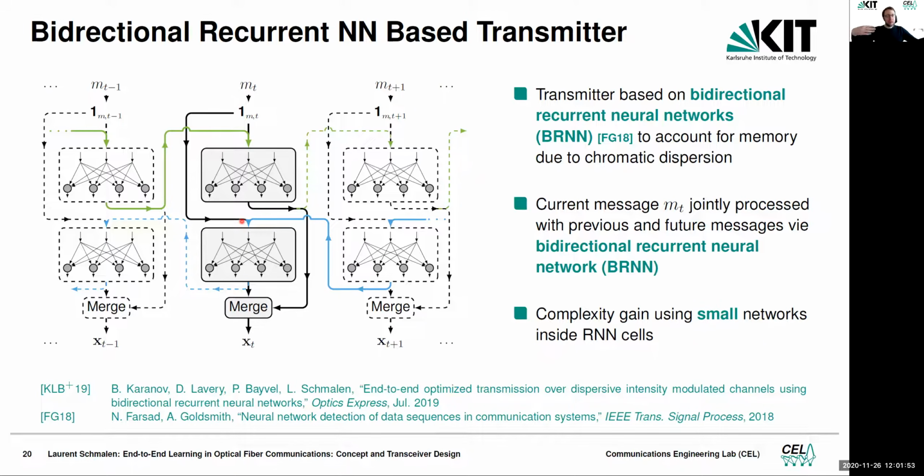We do some blocking to have a block size, so we have a block-based transmission, but inside this block, we do this bidirectional processing. At the end, we merge the outputs of the 2 neural networks to generate the waveform. Because we now use very, very small neural networks inside, and we showed that we can use extremely simple and small networks without sacrificing the gains, we have a very low complexity.